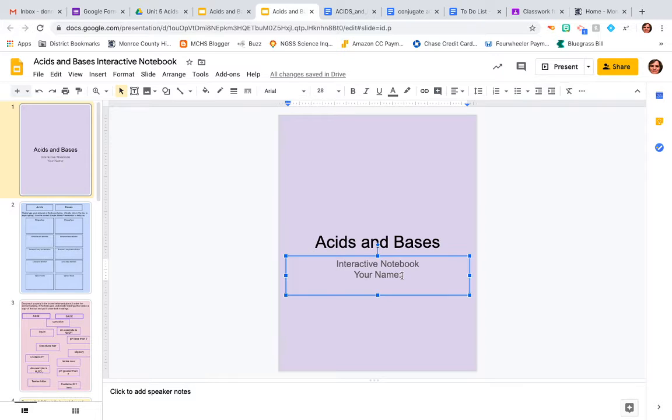Again, I have set this assignment so that it will make a copy of this for each one of you. So you will be the only one working on this presentation. And again, it's really not a presentation; it's an assignment for you to do. It's like a worksheet, but it's a worksheet where you're going to be moving things around. So, hopefully you've done this before, but if you haven't, then I'm going to give you a little bit of instruction here.